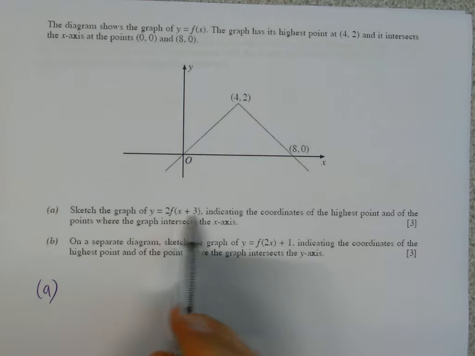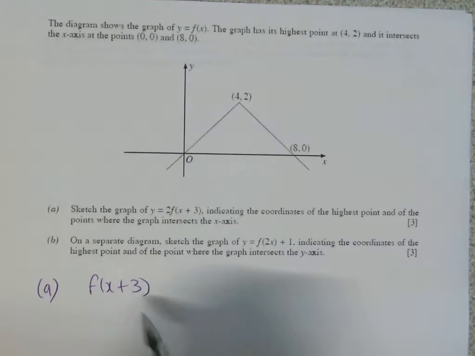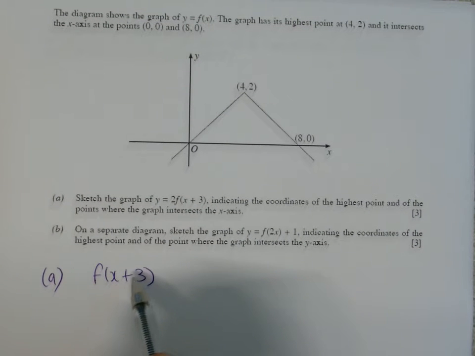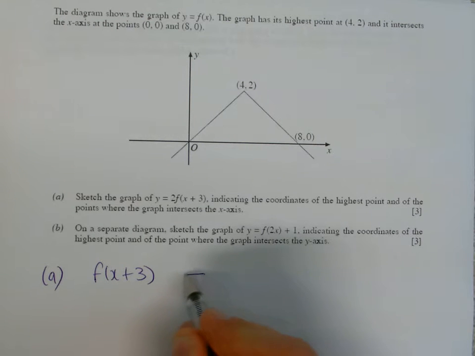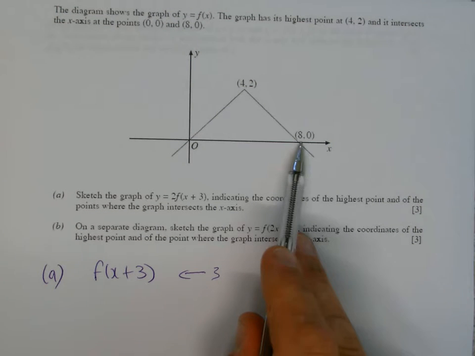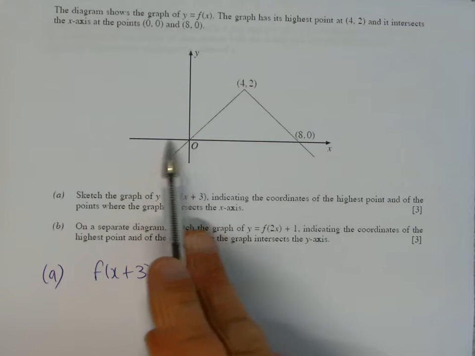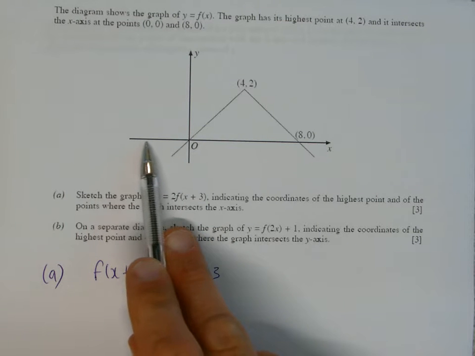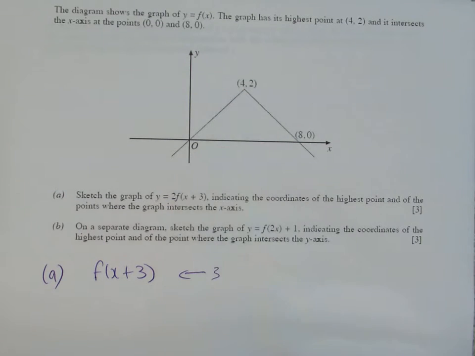Right, so the first thing we need to do with part A is to focus inside the bracket. We've got x plus 3, so we're going to draw that one first. Remember, inside the bracket you always do the opposite along the x-axis. So the opposite of plus 3 will be taking away 3, in other words, going back 3 on the x-axis. So (8, 0) will become (5, 0). The origin will become (-3, 0), and the 4 at the moment goes back to 1.